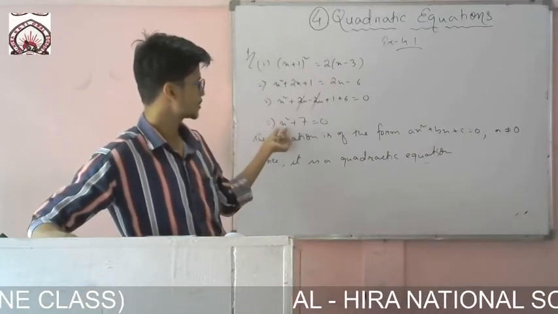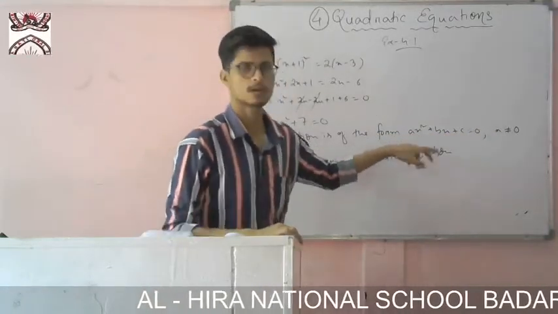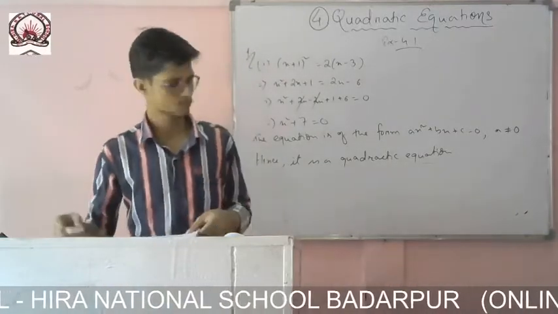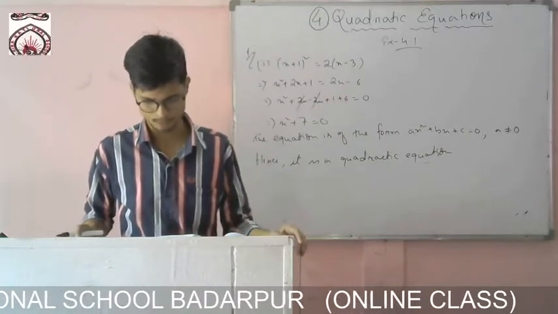If the first part becomes 0, that is, if I take a equals to 0, then it will be 0 into x square. That means this one will vanish, so it will not remain a quadratic equation. Okay, so that's why we are writing that a should not be equals to 0. Other terms may be 0.